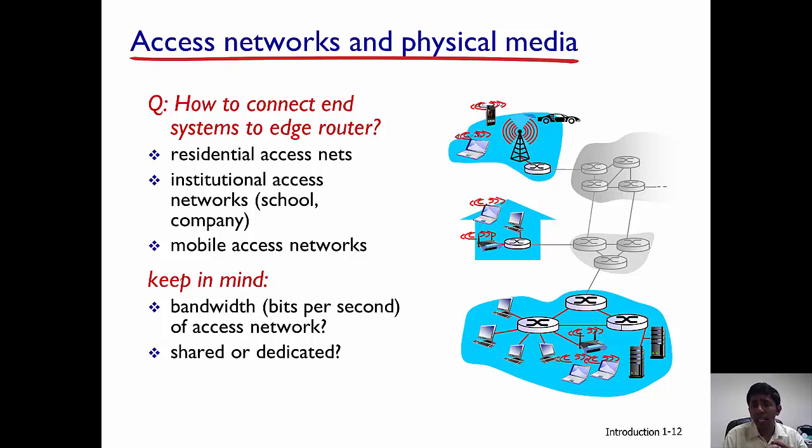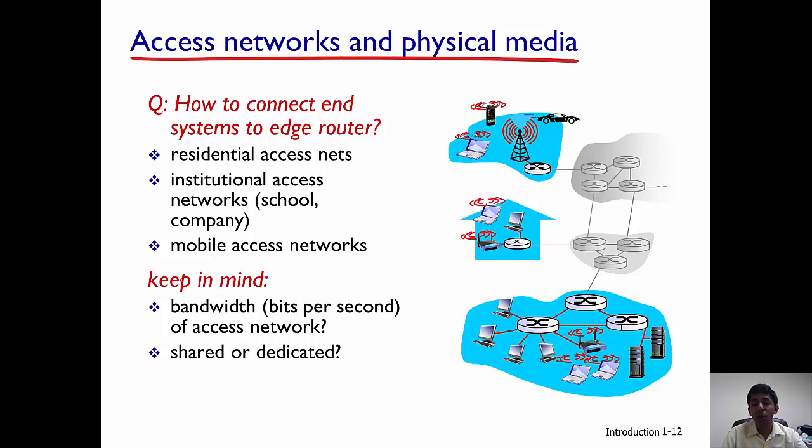Now, the two things that are very important and you need to keep in mind throughout this course are bandwidth and whether the network is shared or dedicated. So bandwidth is basically the bits per second that you can receive using a network. So for example, when you're watching a video through YouTube and your video stops, that's mainly because you don't have the necessary bandwidth to play the video. So what we would want from a good network is that the bandwidth is very high. That is, the number of bits per second that the end host can receive or send is really high.